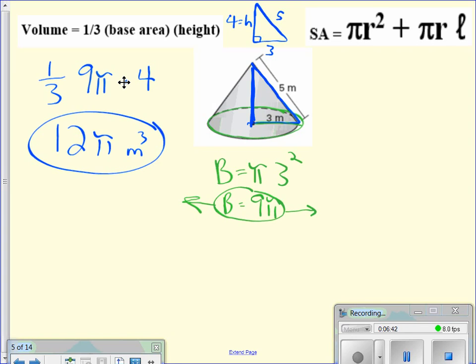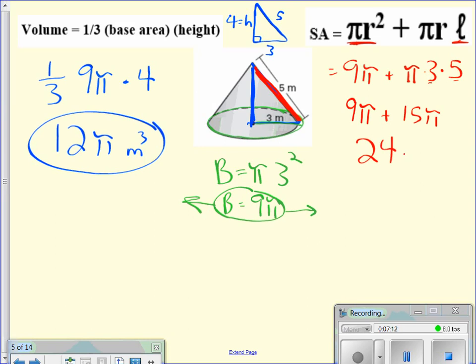Sweet. Okay, on to surface area. Plug everything in you know. Okay, again, this is your base area, pi r squared. So I'm going to say, all right, surface area equals 9 pi, my radius squared, right? Plus pi times the radius, which is 3, times the height, which is 5, the slant height. L there is slant height, which goes that way. So 9 pi plus 3 times 5 is 15. 15 pi gets me 24 pi meters squared.